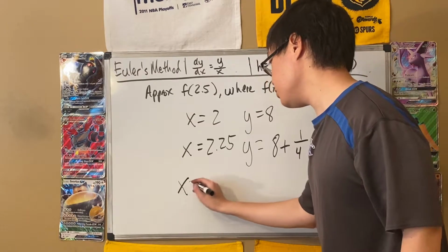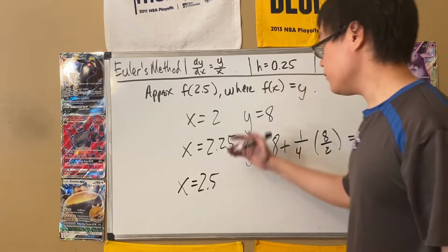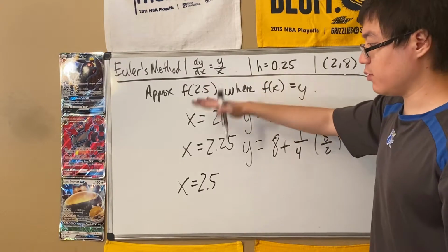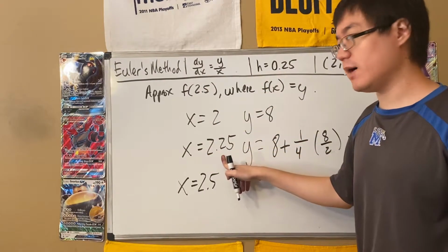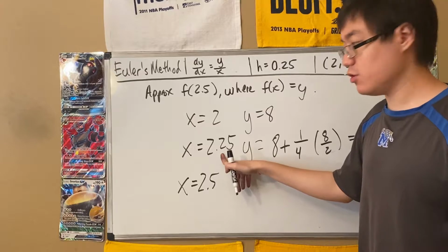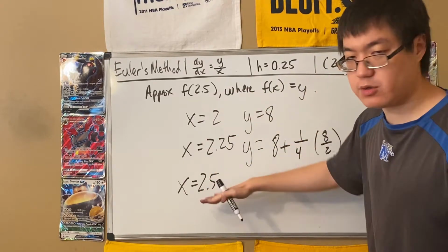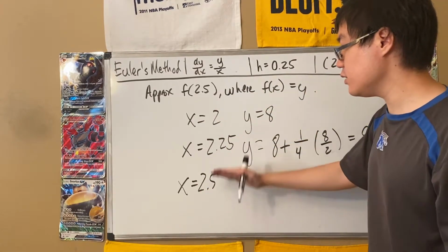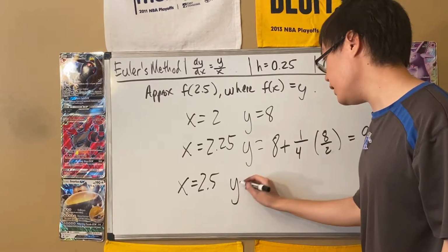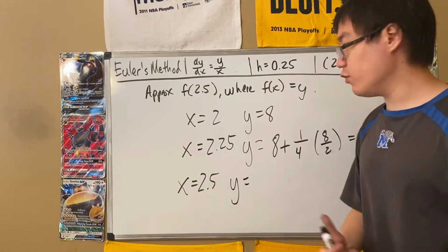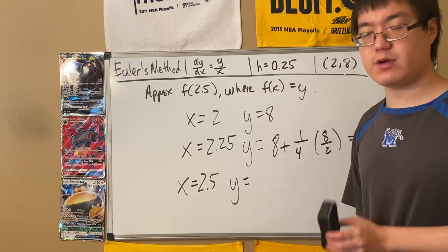So it's going to be x is equal to 2.5. And again, we started off at 2 comma 8. We applied Euler's method to approximate the function at 2.25. Then we're going to do it again to approximate the value of 2.5 using this previous line. So it's going to be y is equal. It's still the same formula over and over again. It's the previous y and the previous x.